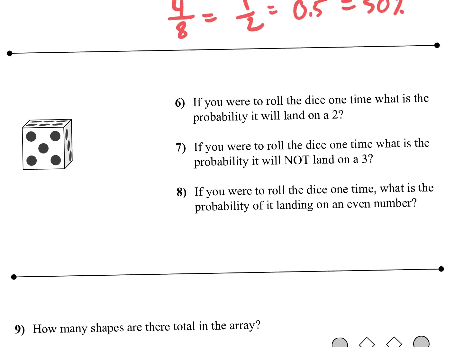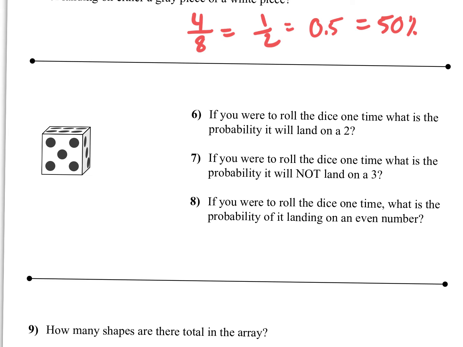We have more questions on rolling a die right here. If you were to roll a die, what's the probability it will not land on 3? In other words, you don't want it to land on 3. Yep, 5 out of 6. How many sides don't have 3? There's 5 out of the total 6. So there's the probability.